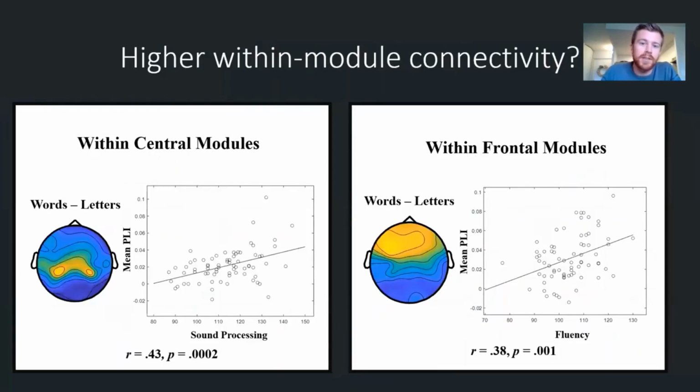Our second prediction was that we would see higher within-module connectivity for these word-specific networks alongside reading skills. In fact, within central modules, we found that increased connectivity was positively correlated with sound processing skills, and that within frontal modules, connectivity was associated with fluency skills.